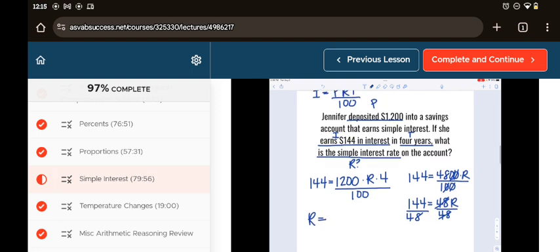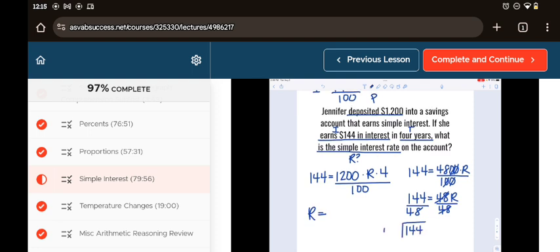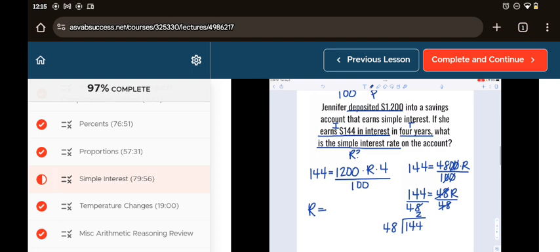So now 144 divided by 48. 48 times 2 gives me 96. 14 minus 6 is 8. 13 minus 9 is 4. So it's actually times 3.